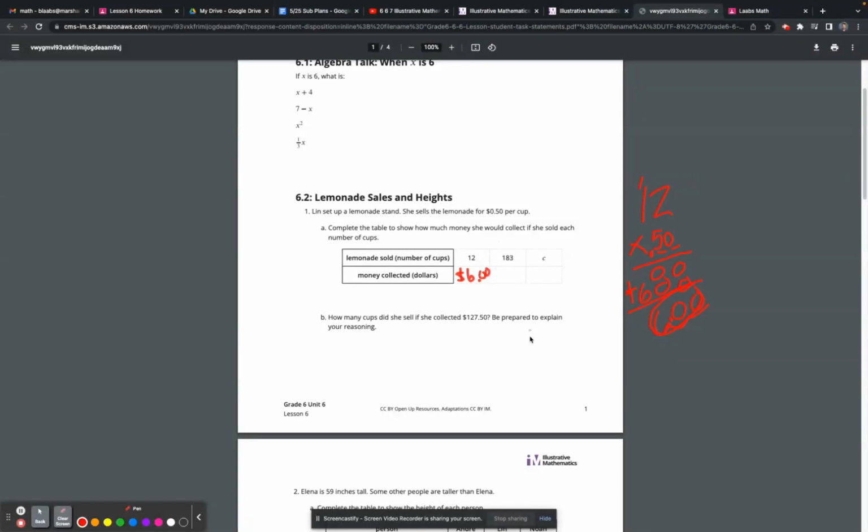Okay, you would then do that same thing, but with 183 up here instead of the 12. Go through all the multiplication, place your decimal, and that's your amount.